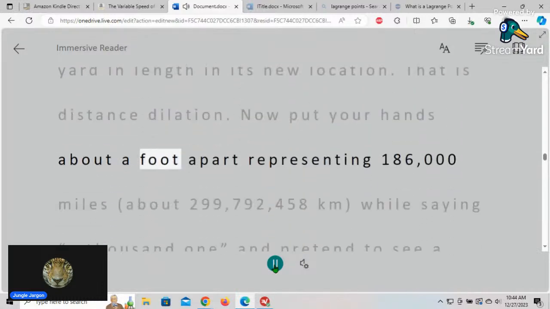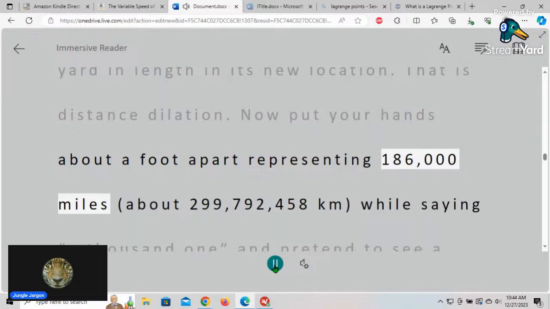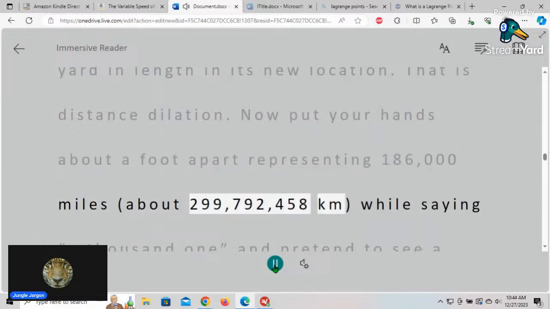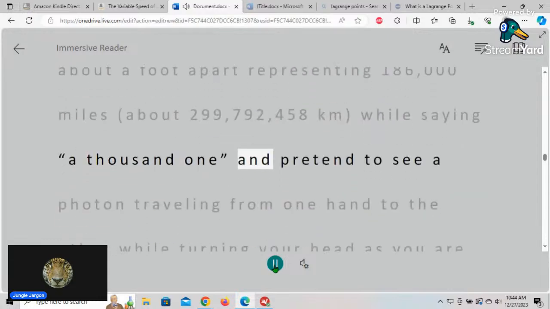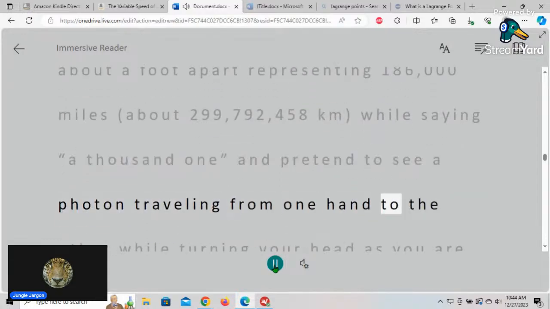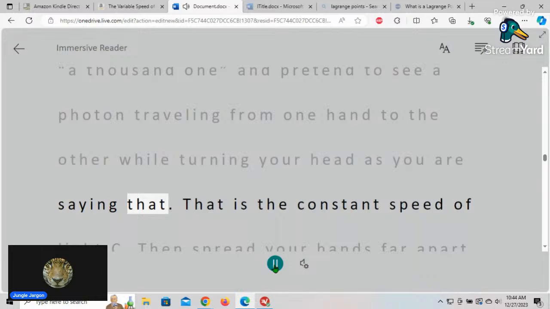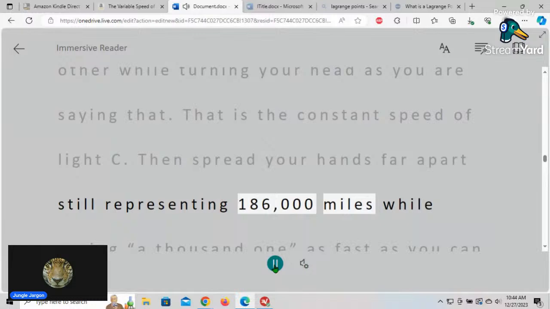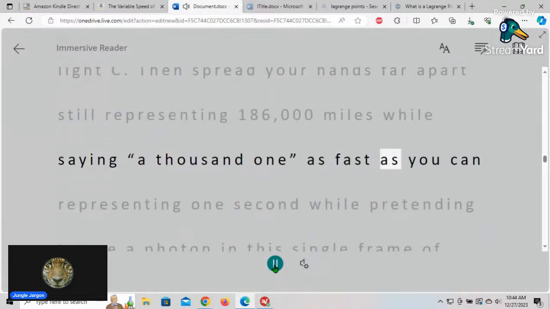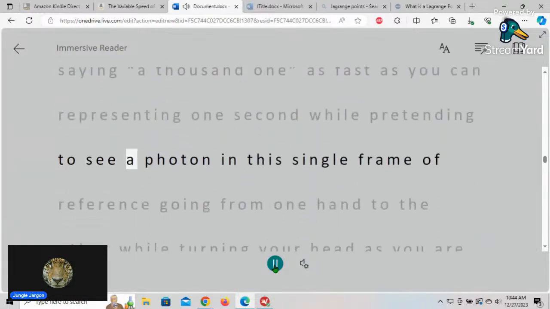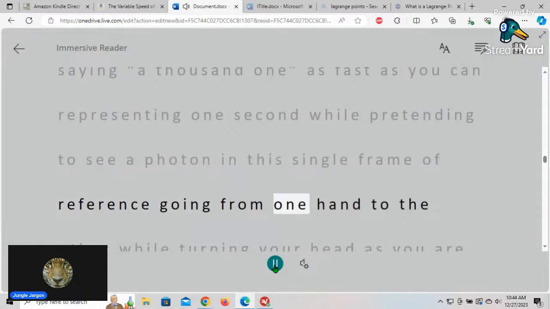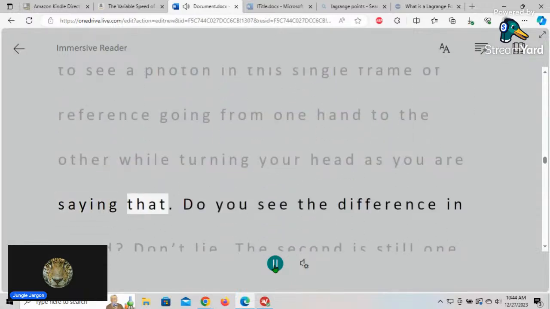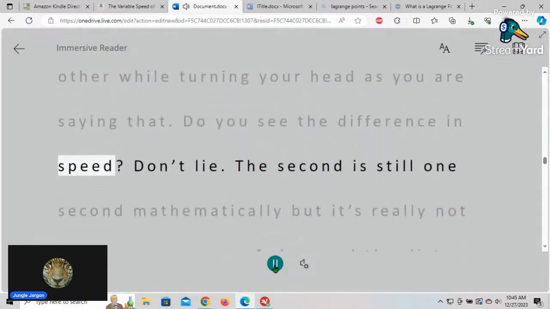Now put your hands about a foot apart, representing 186,000 miles, about 299,792,458 kilometers, while saying 1001, and pretend to see a photon traveling from one hand to the other while turning your head as you are saying that. That is the constant speed of light c. Then spread your hands far apart, still representing 186,000 miles, while saying 1001 as fast as you can, representing 1 second, while pretending to see a photon in this single frame of reference going from one hand to the other while turning your head as you are saying that. Do you see the difference in speed?